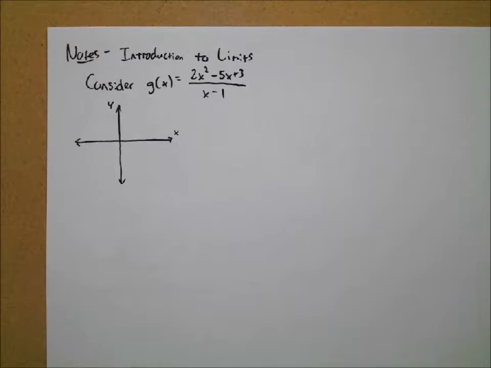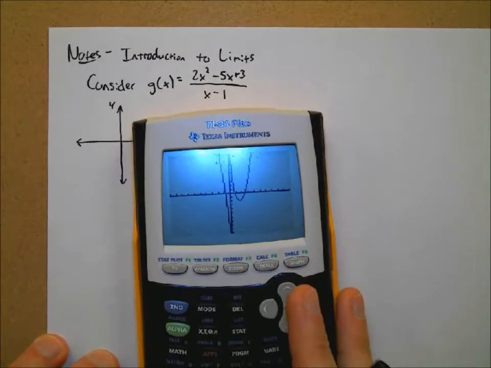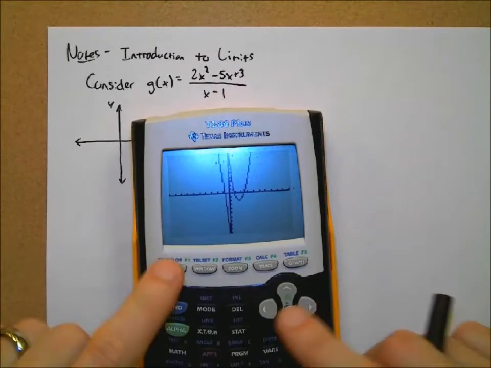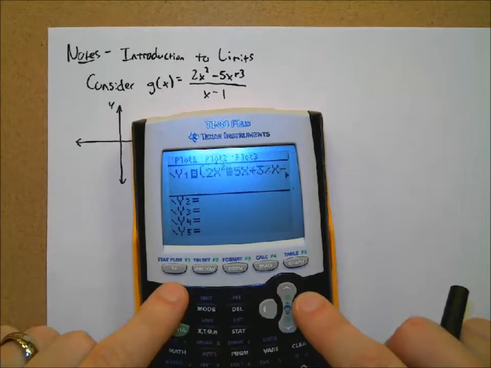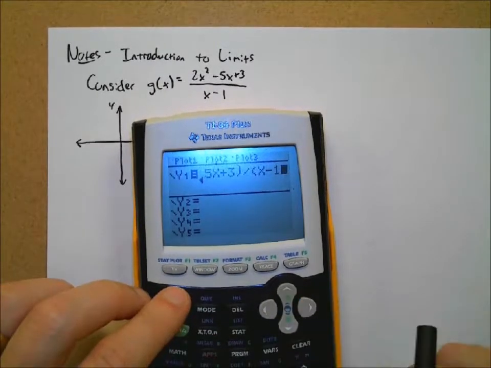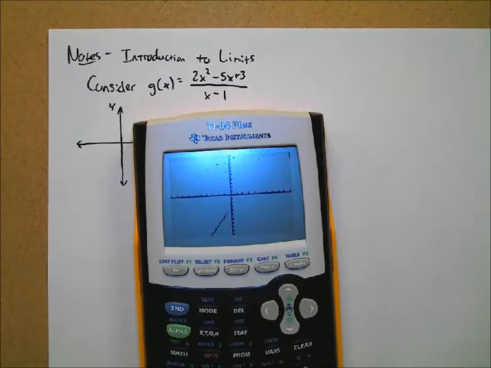All right, so hopefully you've had enough time. Do you have a graph like that? If you do, you typed it in wrong. If that's what you got, you typed your graph wrong. If you have something like that, you forgot to put parentheses around your numerator, which is important. Put parentheses around the numerator and denominator, and then you'll get something that looks like this.